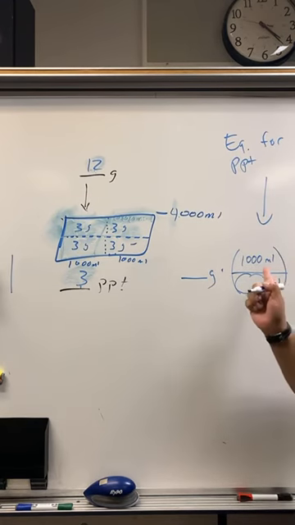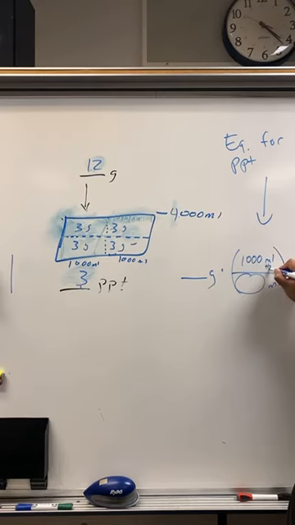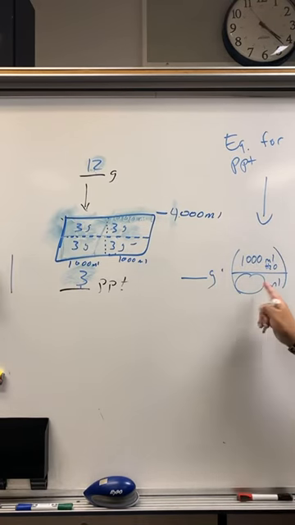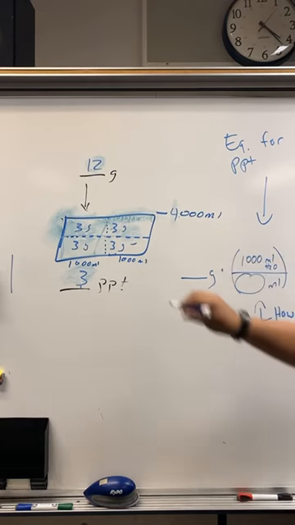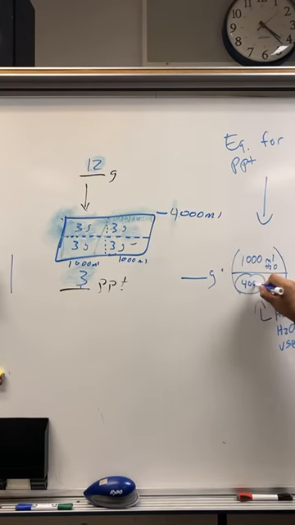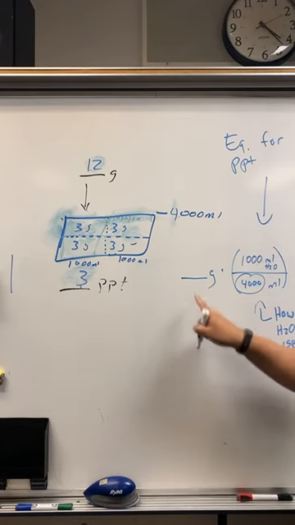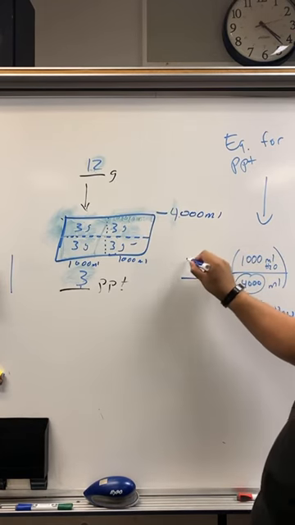So you always put 1,000 mLs H2O on top. This is the equation, so you have to have that on top. On the bottom is how much water you used, how much H2O was used. In this case, I used 4,000. How much did I put in? I put in 12 grams.